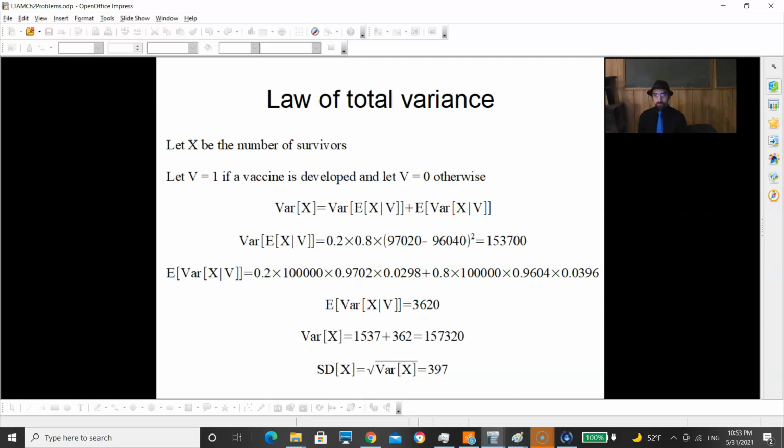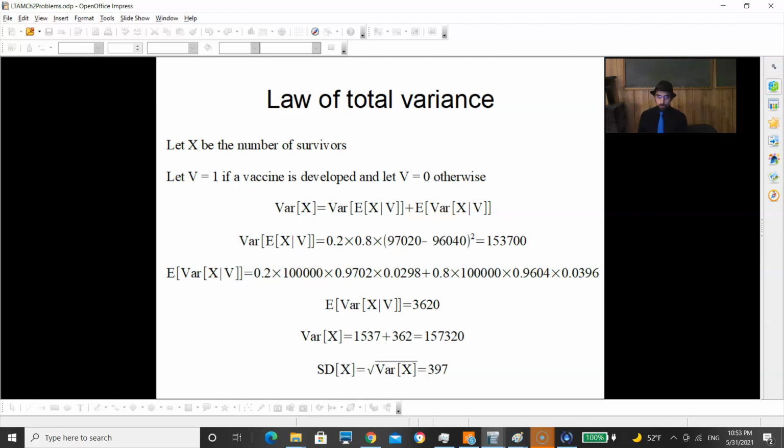So, variance of the expectation of X for a given V. Notice that expectation of X will either be, if you crunch the numbers out, 97,020 or 96,040. Either the vaccine will be ready, in which case expected number of survivors would be 10,000 times 0.99 times 0.98, then you get 97,020. Or if the vaccine is not ready, you'd get 10,000 times 0.98 times 0.98, or 96,040.